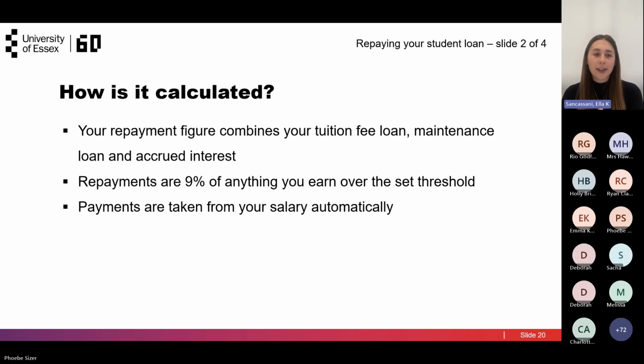So how is it all calculated? Their repayment figure combines their tuition fee loan, their maintenance loan, and accrued interest. And repayments are 9% of anything they earn over this set threshold. These payments are taken automatically from their salary. It is listed as a deduction on their payslip. So it's not like they need to set up a direct debit to the Student Loans Company or anything like that. It's all done through National Insurance numbers and HMRC, and those payments are taken automatically in their pay.